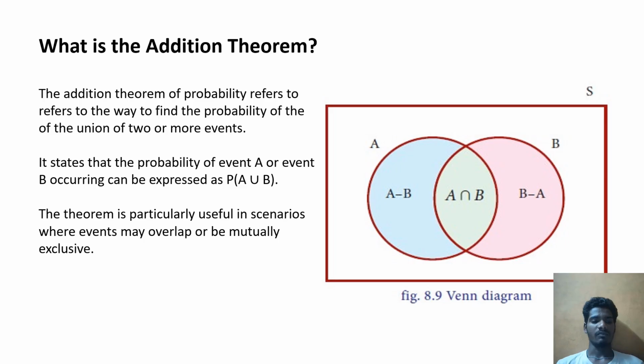What is the addition theorem? The addition theorem of probability refers to the way to find the probability of the union of two or more events.